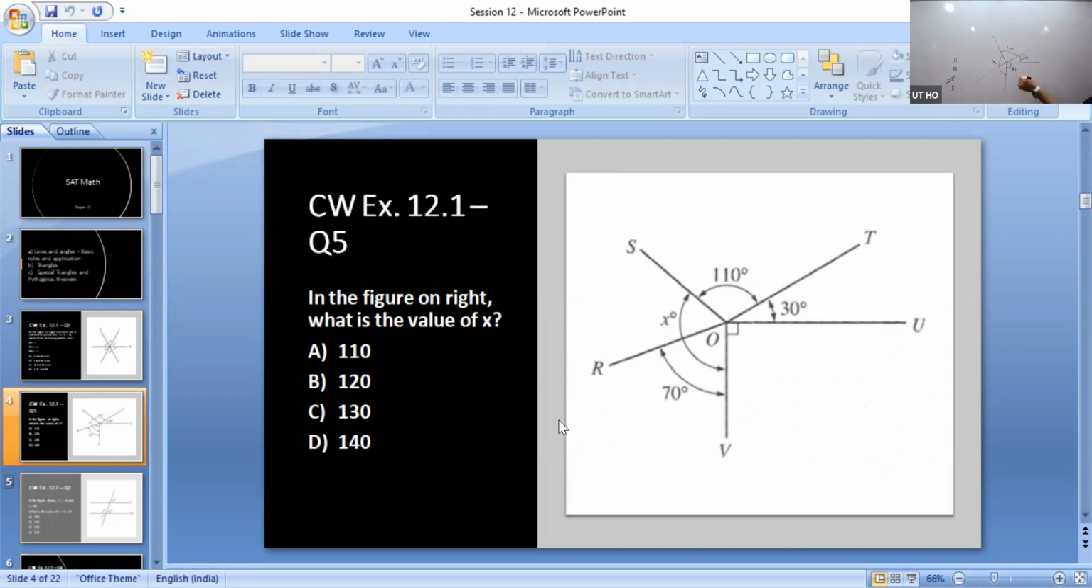So this complete angle is 360. Okay, so this will be x plus 90 plus 30 plus 110 plus 70 equals 360. Since x completes the angle, we have to find x from here. How much will x come out to? 130. Okay, any doubt?